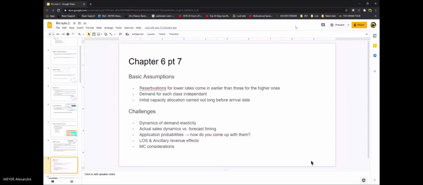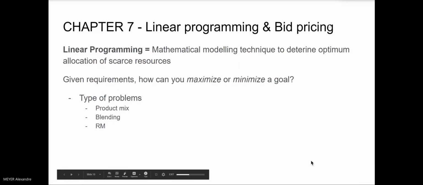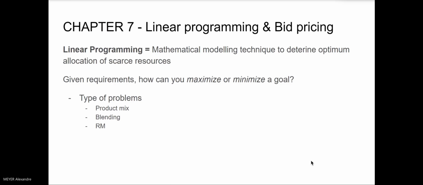Okay, so moving on to Chapter 7. Chapter 7 is linear programming and bid pricing, and I'll also go through an Excel example to give a visual representation of what it looks like.